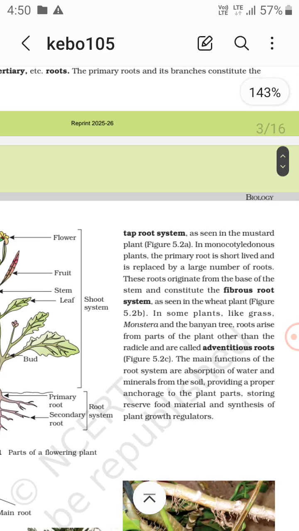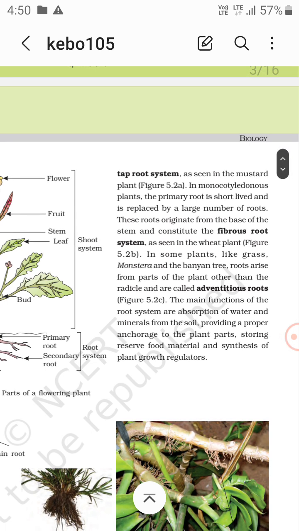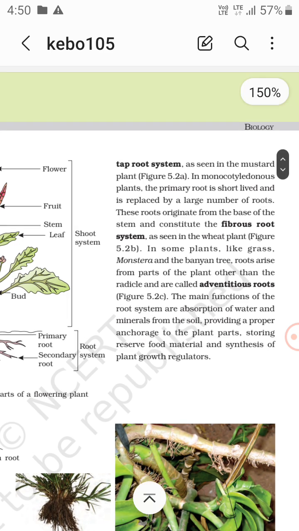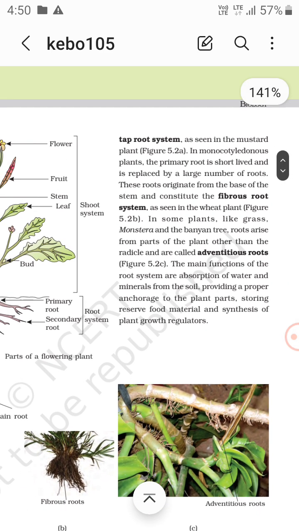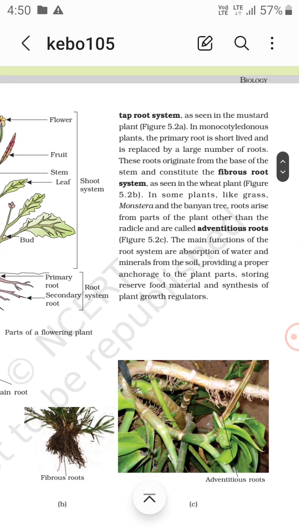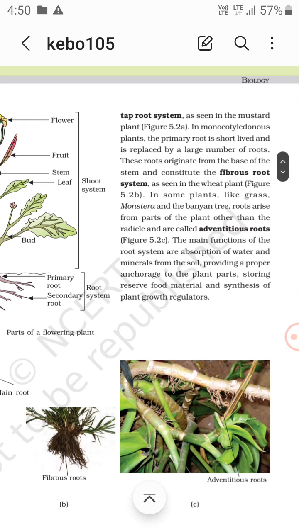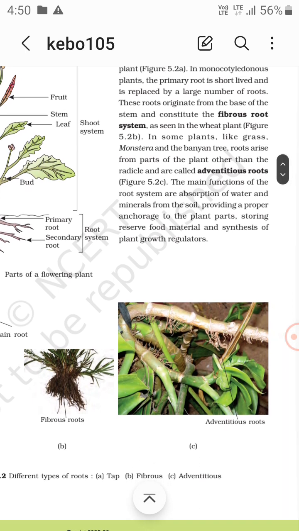Now the monocot primary root is short-lived and is replaced by a number of roots. These roots originate from the base of the stem and constitute the fibrous root system, as seen in the wheat plant. In some plants like grass, Monstera, and the banyan tree, roots arise from parts of the plant other than the radicle and are called adventitious roots.